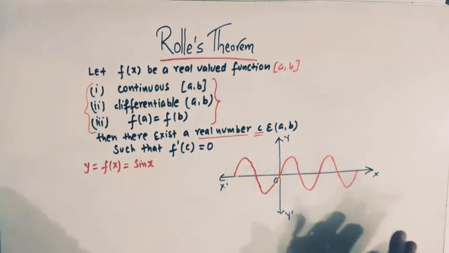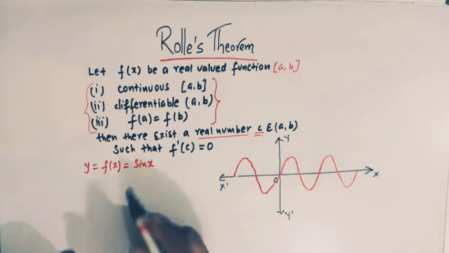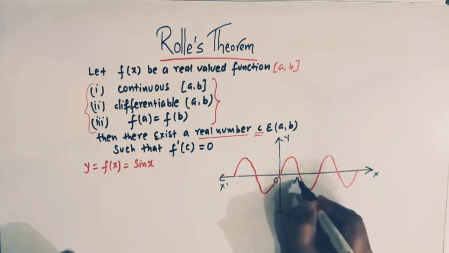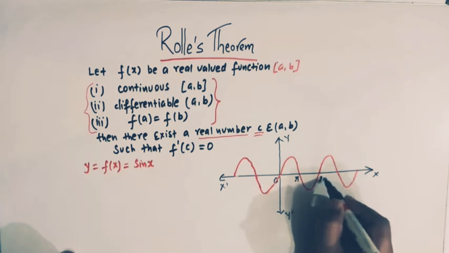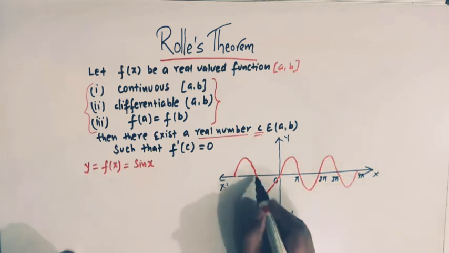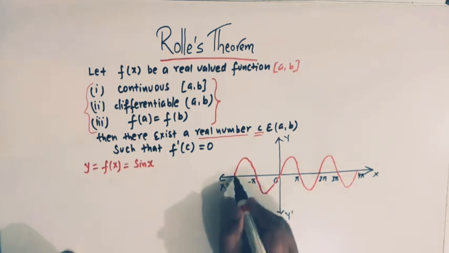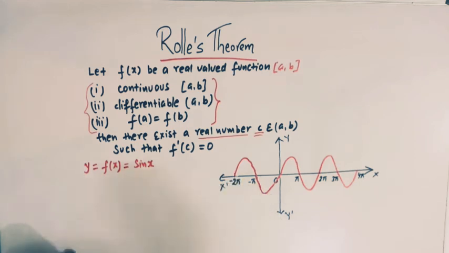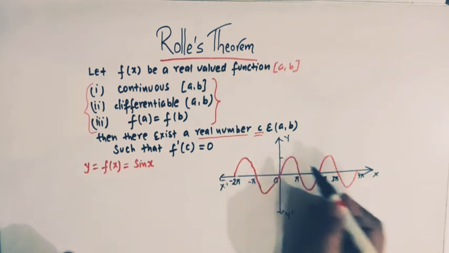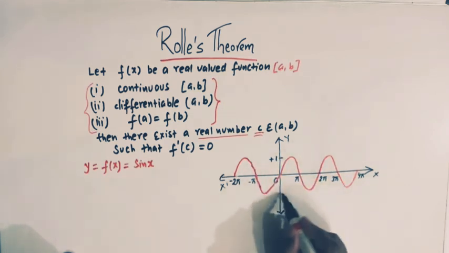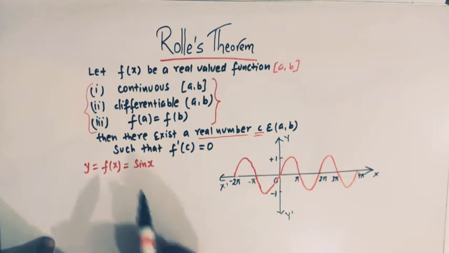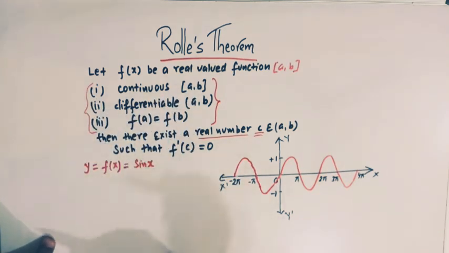Here we have a rough sketch of the sine function, and here we have the angles. Here we have 0, here pi, 2 pi, 3 pi, 4 pi, and so on, and here minus pi and minus 2 pi. This is the graph of sin x, and here we have plus 1 and here minus 1. Now let us take these points one by one.